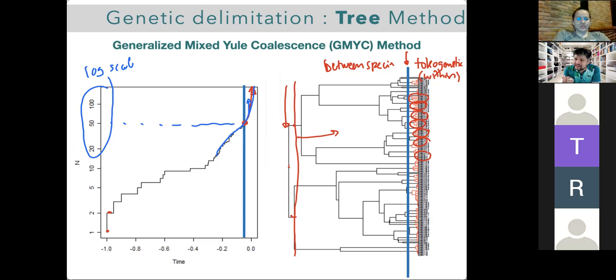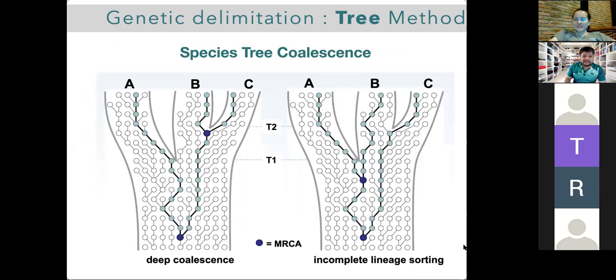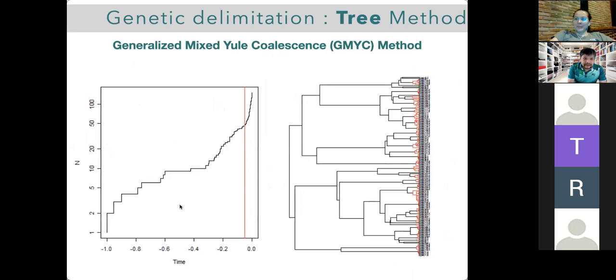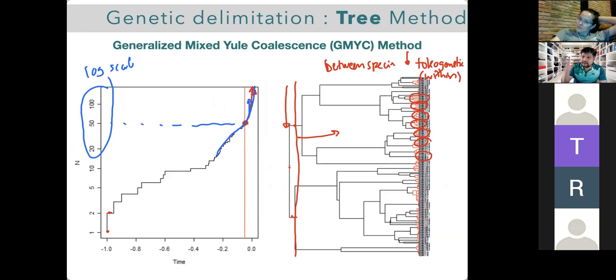The algorithm basically does that: it checks the number of branches and looks for the uptick. This is very simple conceptually, but not computationally. There's code for it if you want to run it, and some people have already written the program for us to use. I'm going to try that today as well. So that's the first method of using a tree to delimit where the species are.